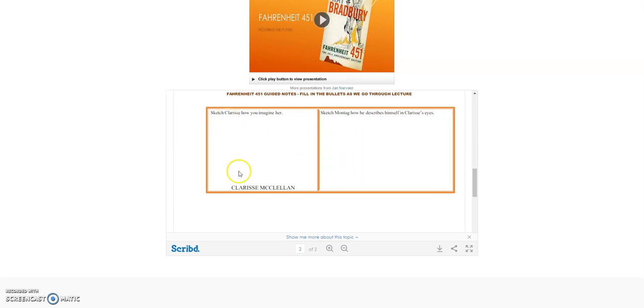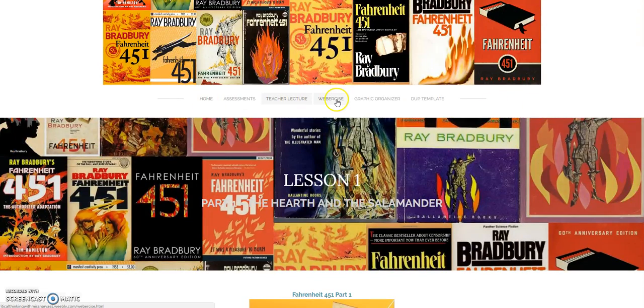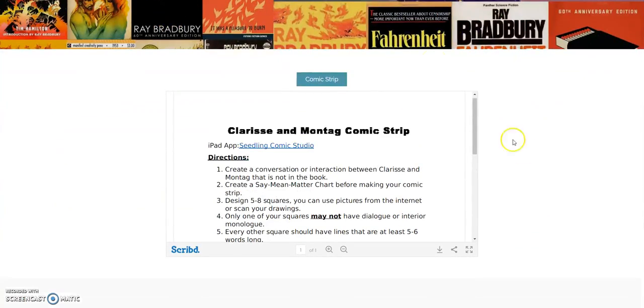And then I have some areas where the kids can draw what they thought about these two things, and it's not just writing, so it's tapping into that creativity through art. Not that writing isn't art, but you know what I'm saying. Okay, then the Webstercise. I found this cool app that's a comic strip.